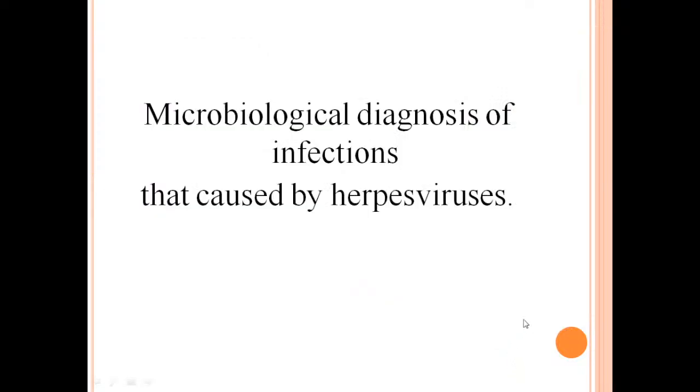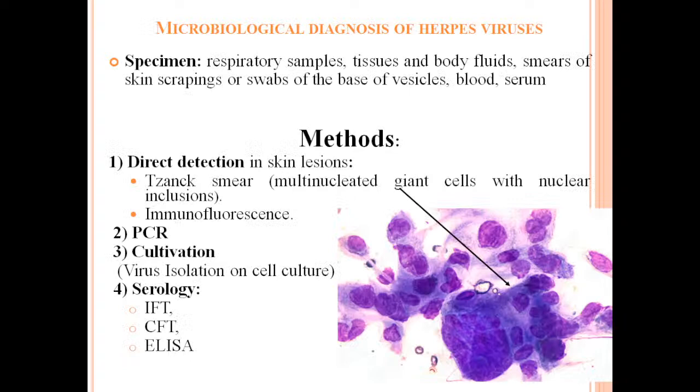Microbiological diagnosis, treatment, and prophylaxis of herpes viral infections. What is the specimen? It includes respiratory samples, tissue and body fluids, saliva, for example nasopharyngeal swab, smears of skin scrapings in chickenpox or oral herpes, or scrapings of the urogenital system in genital herpes, swabs of the base of vesicles, blood and serum.